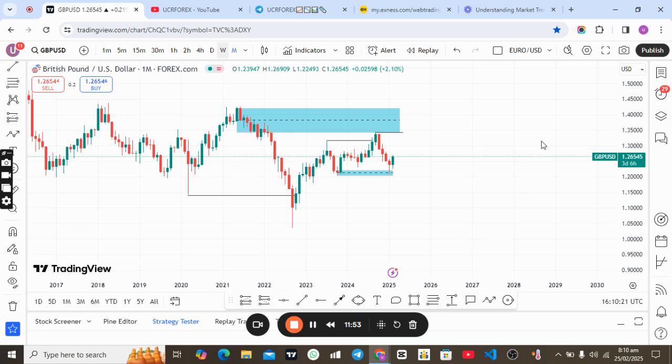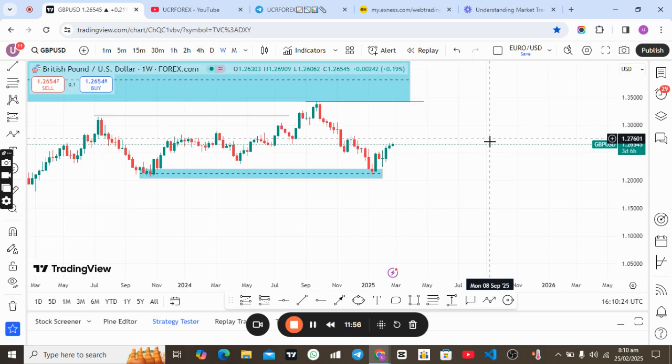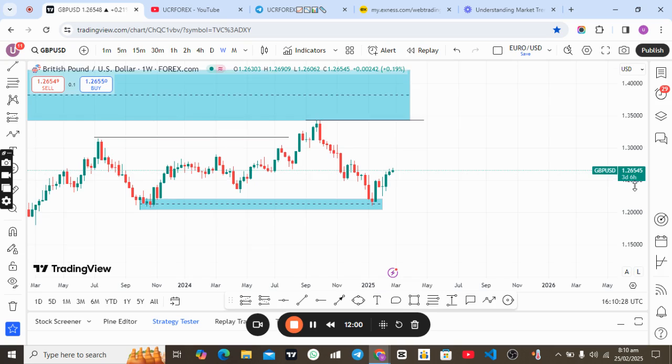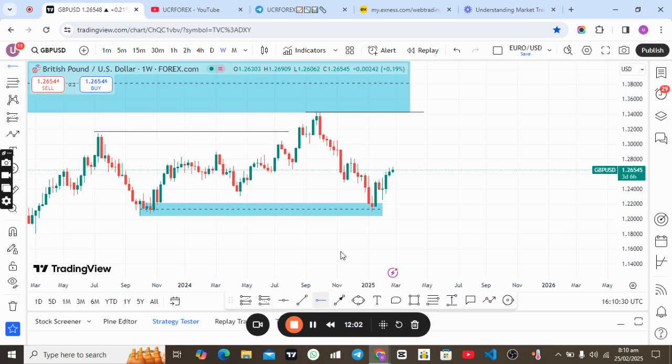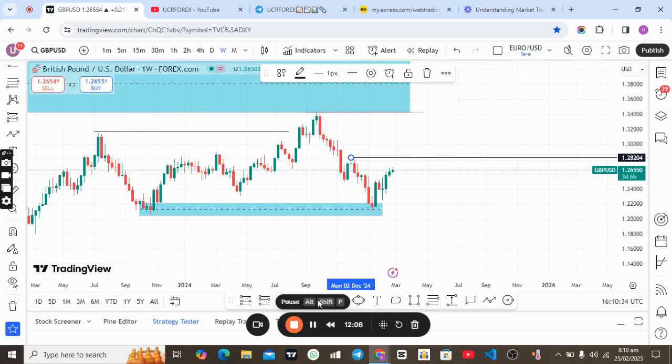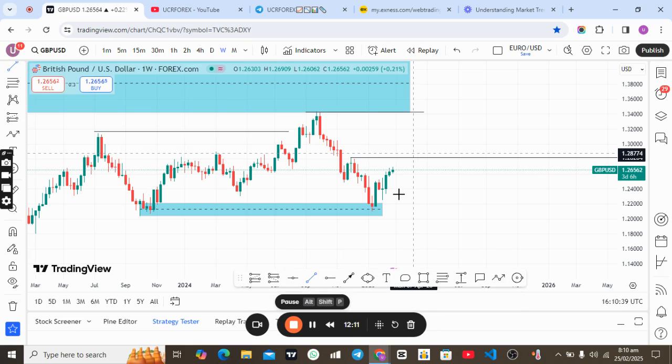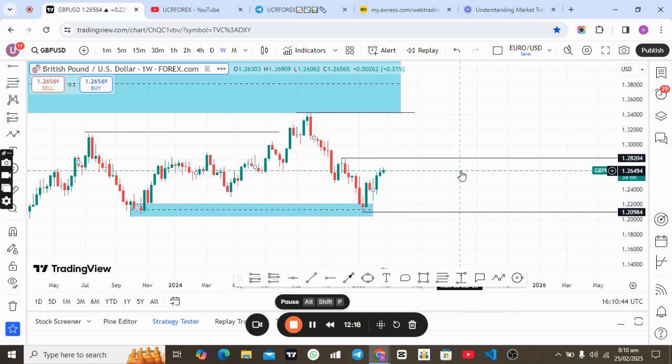So on weekly time frame, remember our plan is to keep buying, to get here, right? That's our plan. So what we're going to do now on weekly time frame is to mark out our trading range, which is this particular high and this particular low. So what we are now going to do on this particular weekly time frame is to mark out our trading range.